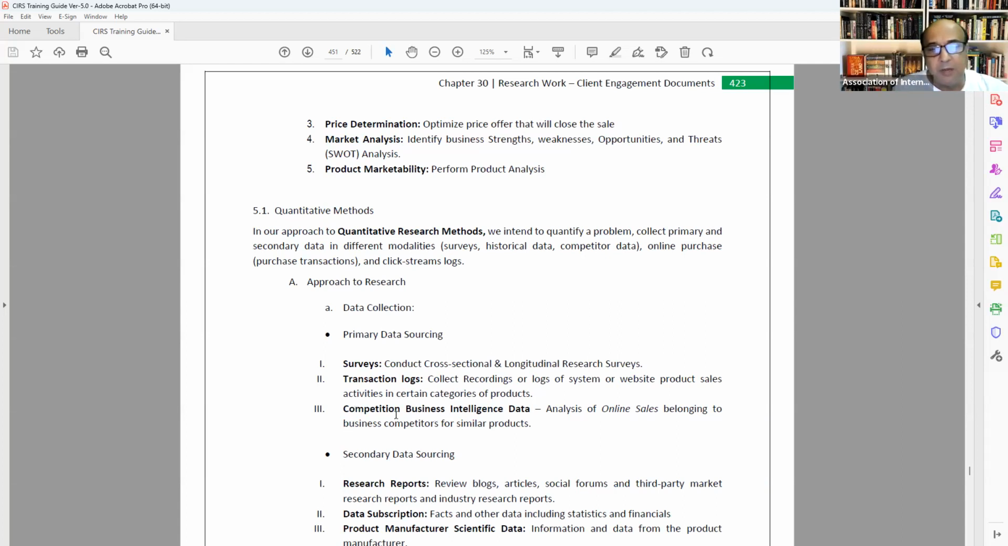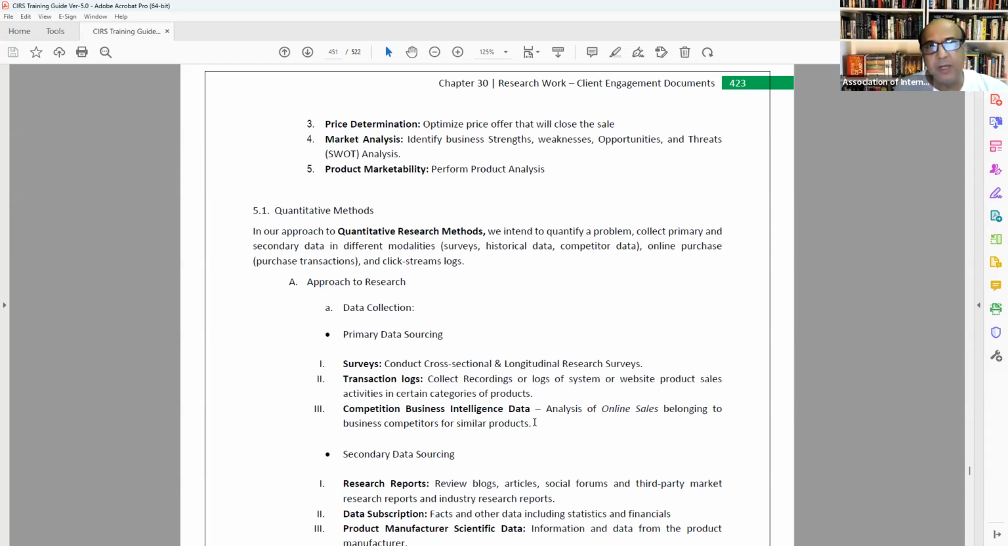Then competition business intelligence data that is also to be collected firsthand. And how you're going to do that? Analysis of online sales belonging to business competitors for similar products. This is good, real information, sometimes very difficult to get.